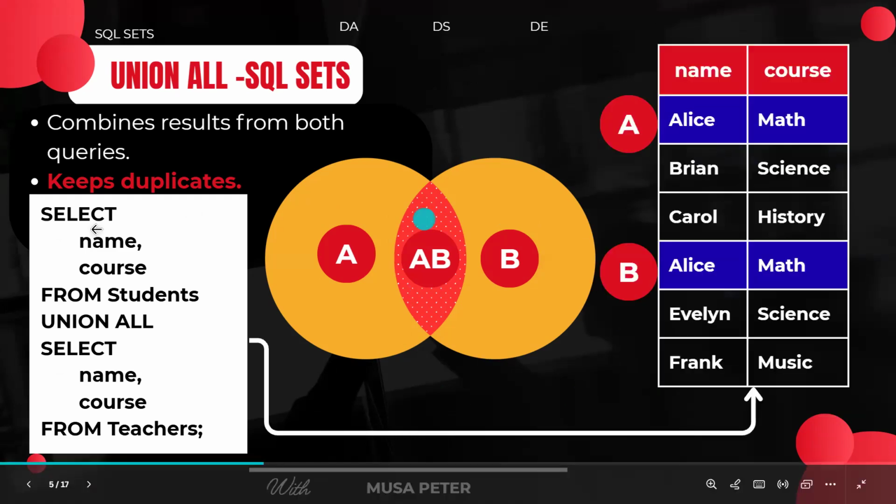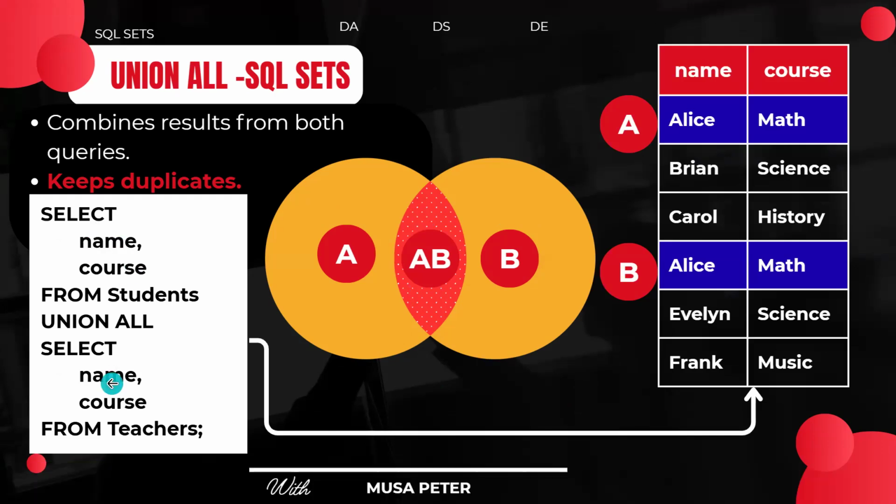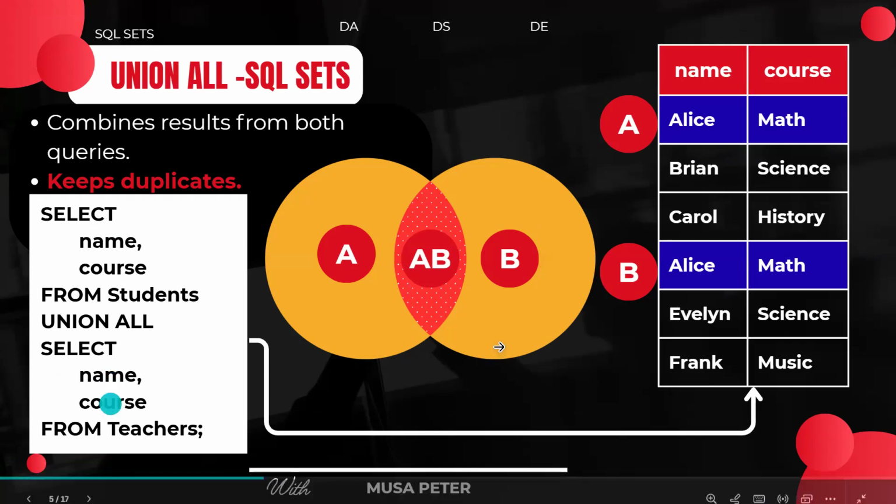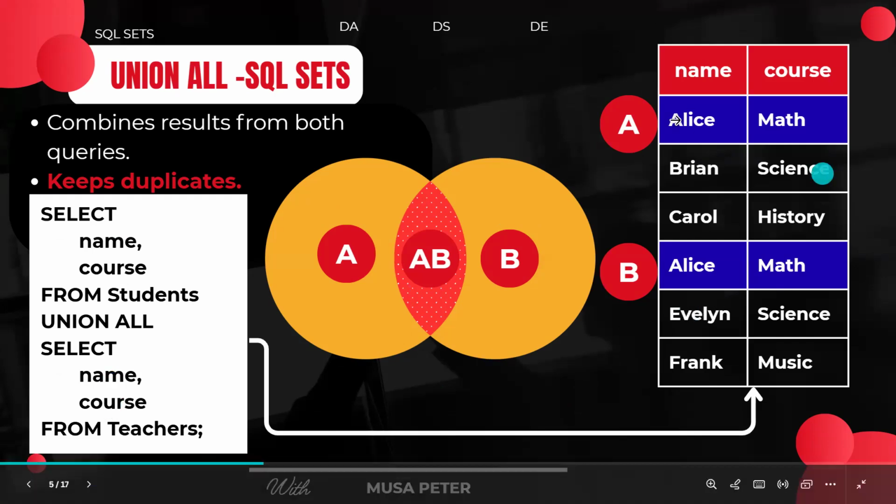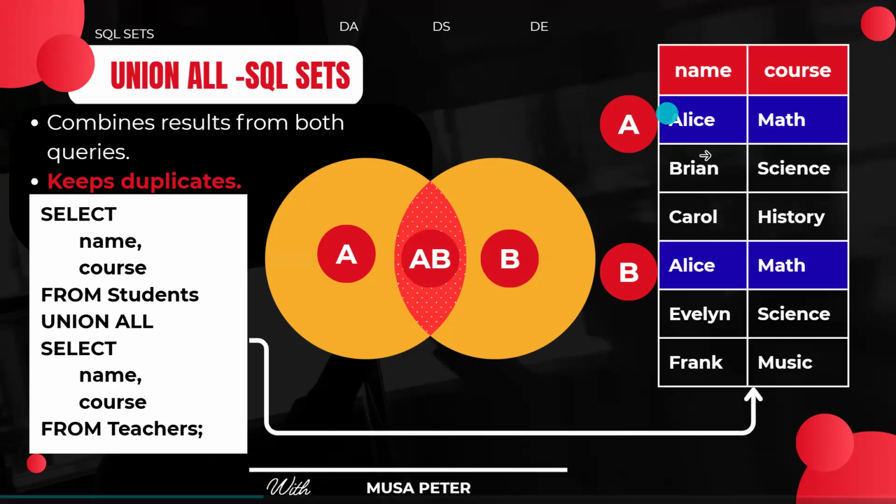So if we wanted the student's name and the course, and then the name of the teacher and the course, then this would be the output. We have Alice, Brian, and Carol from the student's table, and then Alice, Evelyn, and Frank from the teacher's table. So the output contains all the duplicates. As you can see, Alice has been duplicated. So that is the difference between union and union all. Union all keeps all the duplicates, and union removes the duplicates.